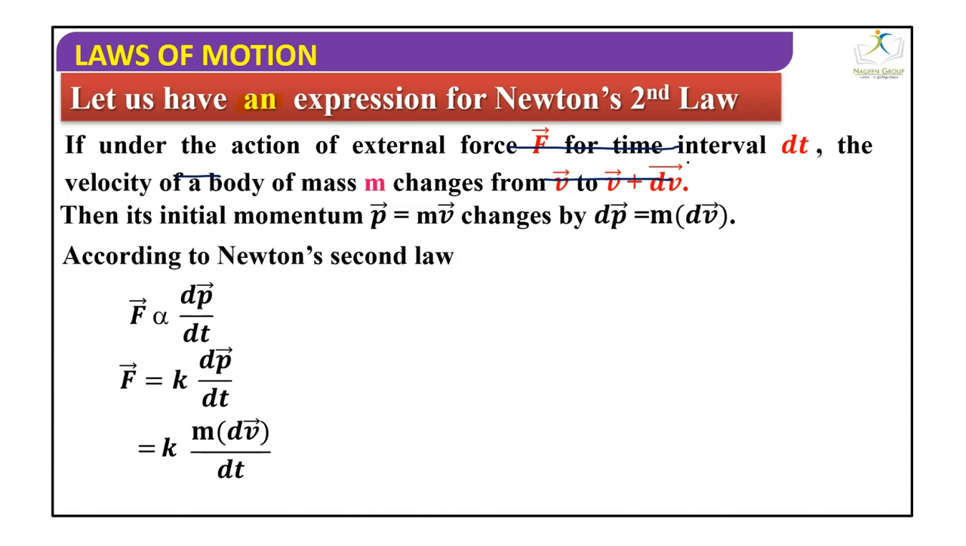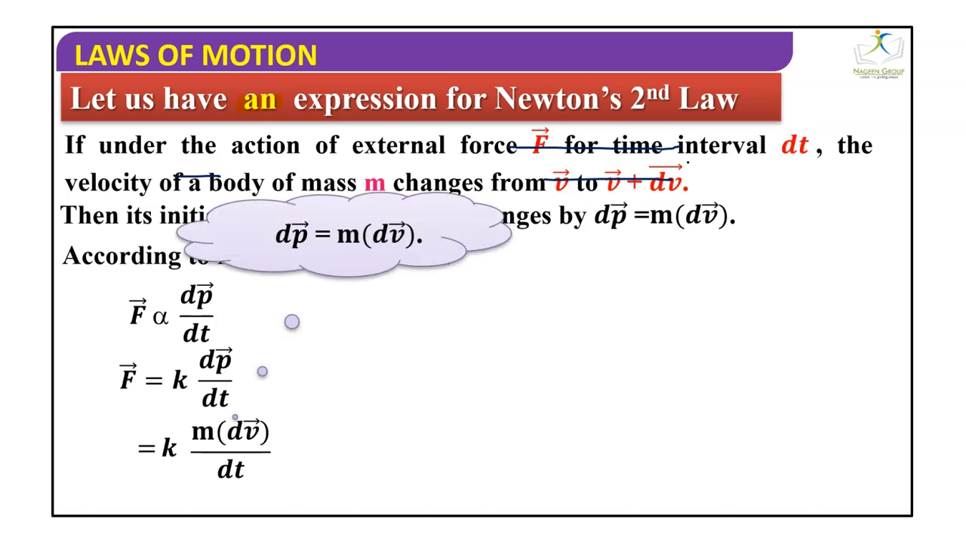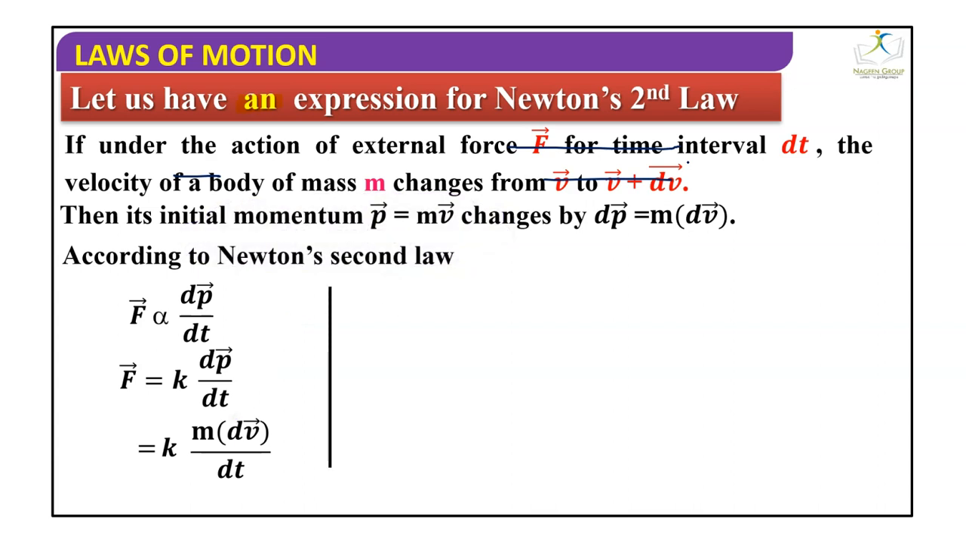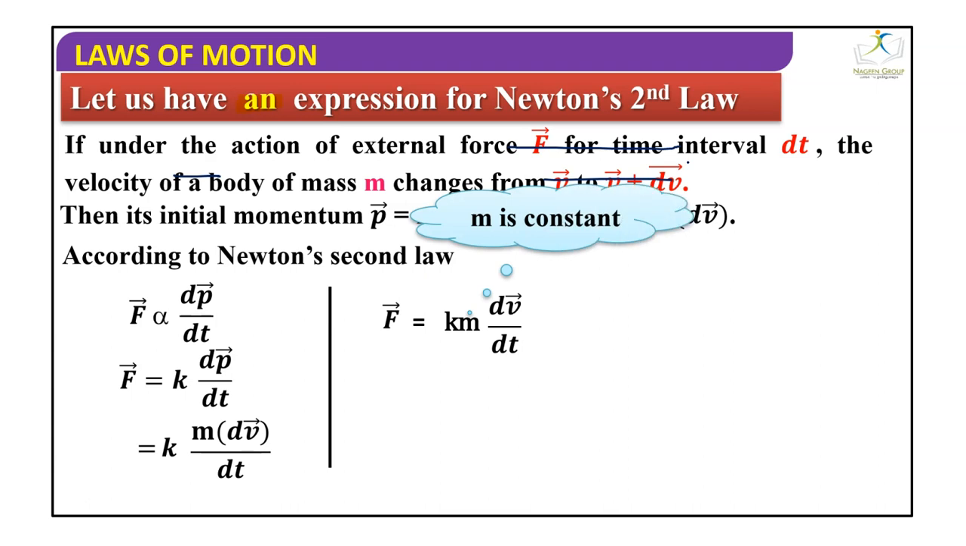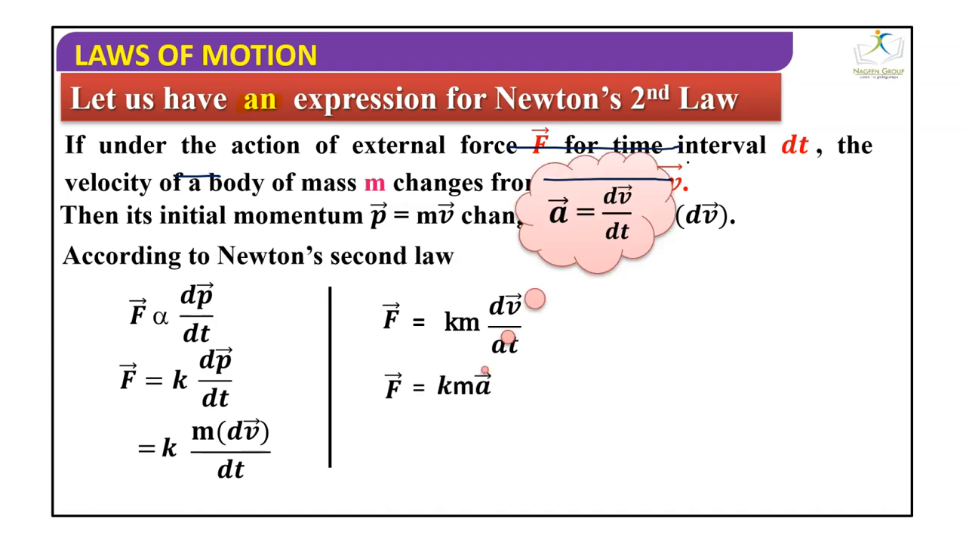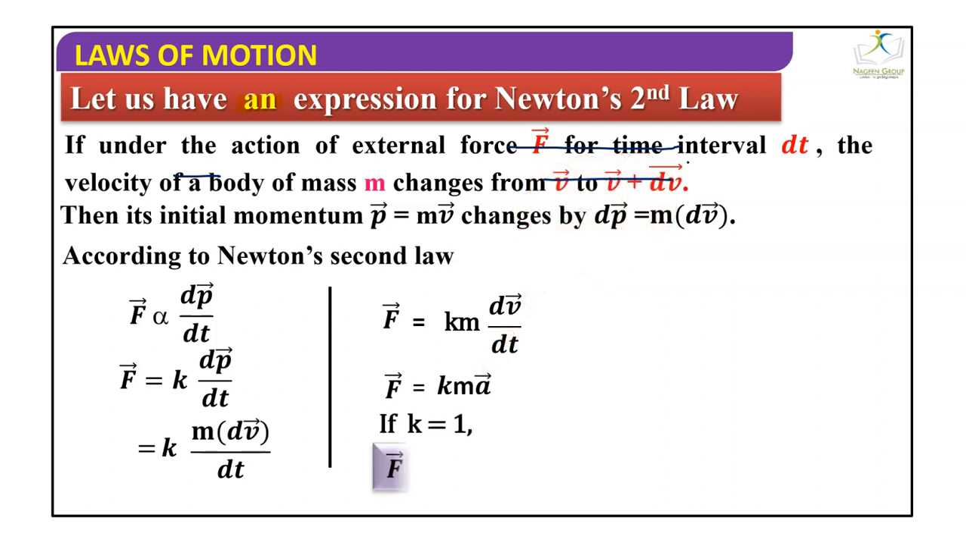P is nothing but mv, so F equals k m dv by dt. M is a constant, that's why we put it outside the differentiation symbol. So F equals k m a, because vector a is equal to dv by dt, that we know. If k is equal to 1, then vector F equals m vector a.